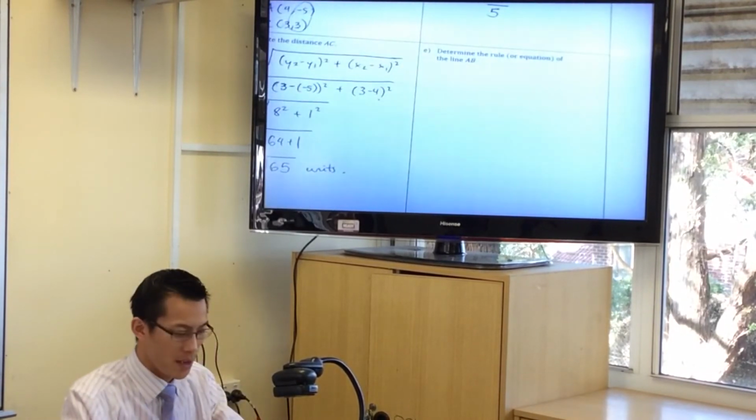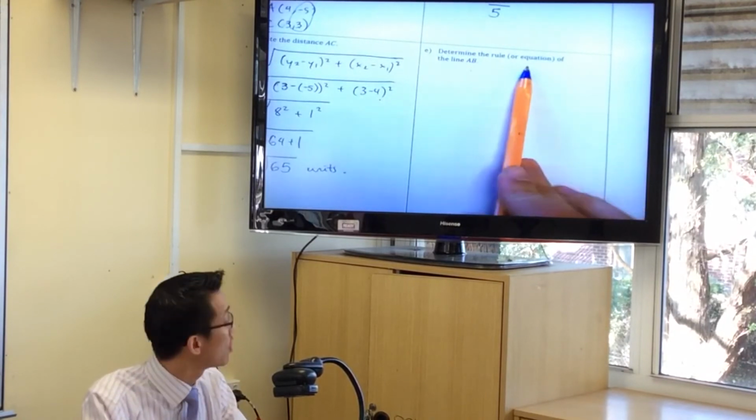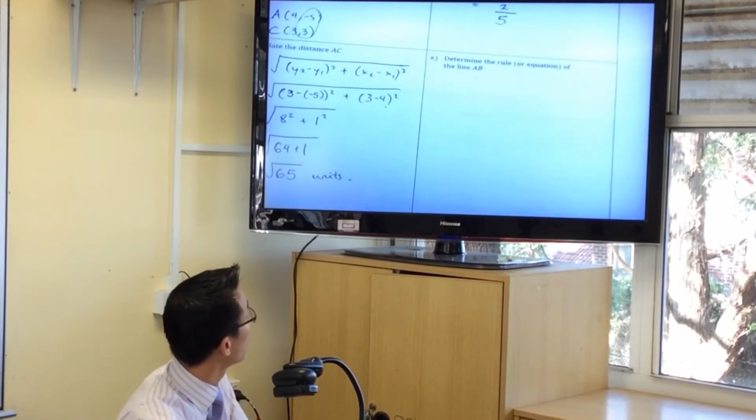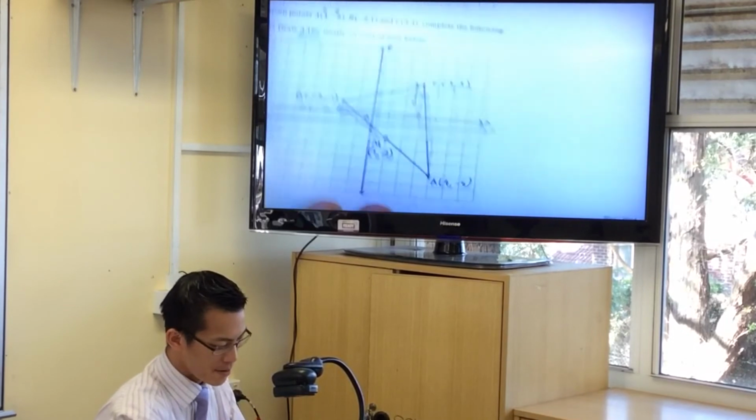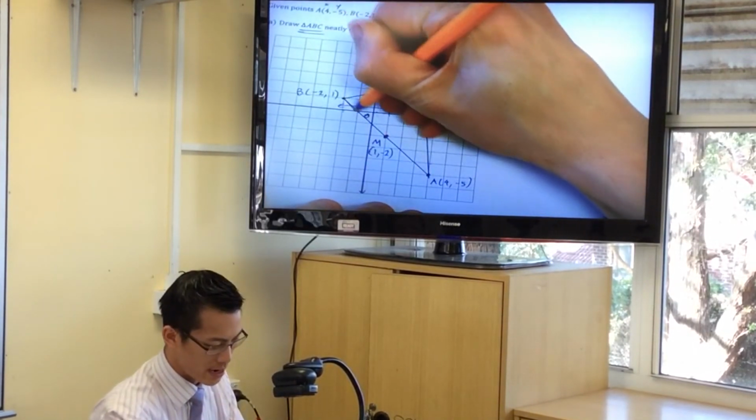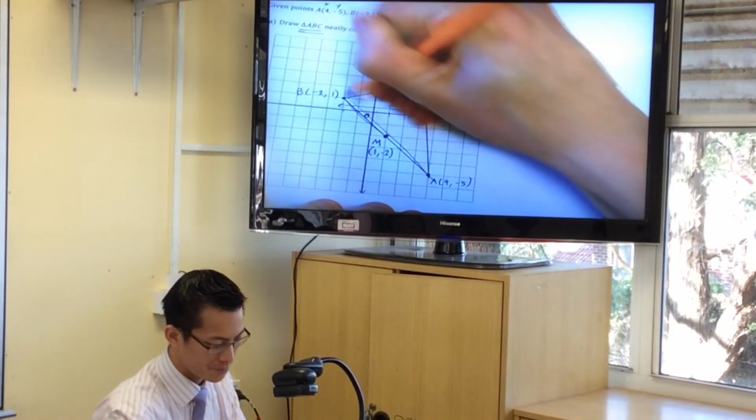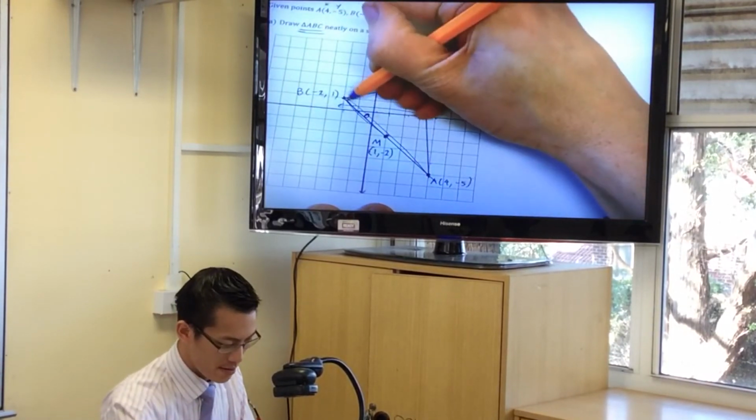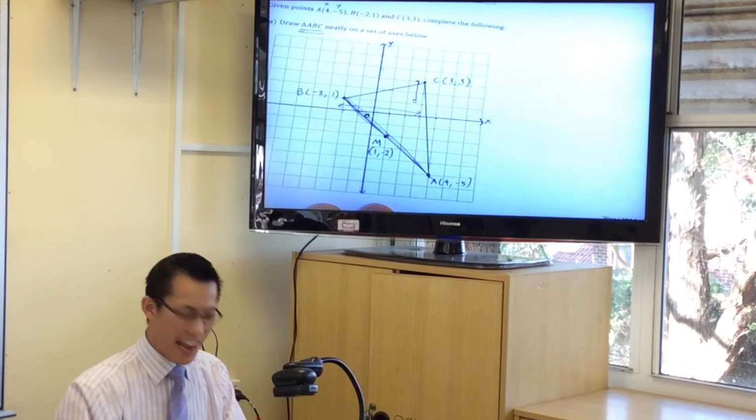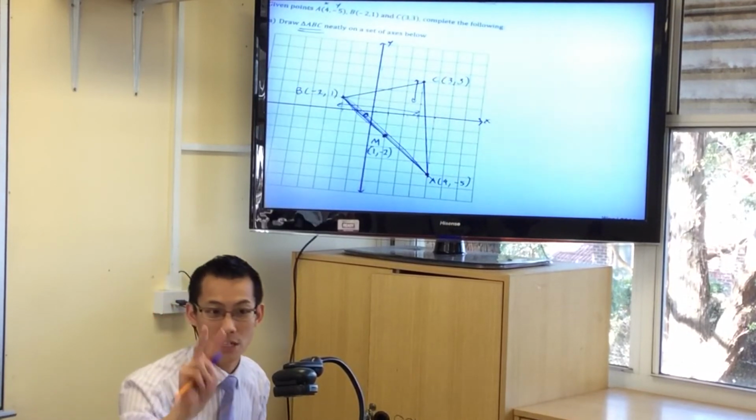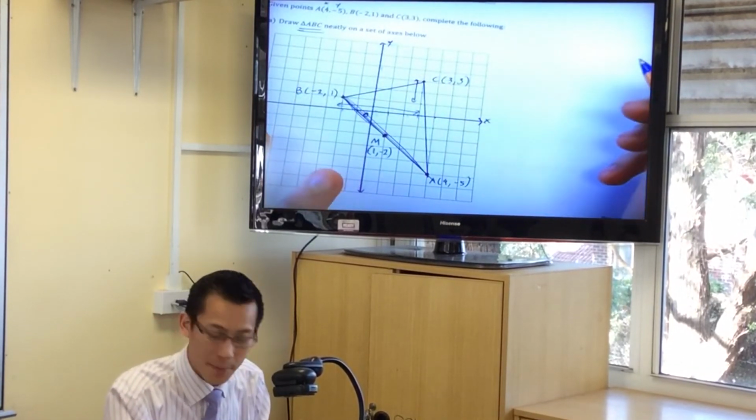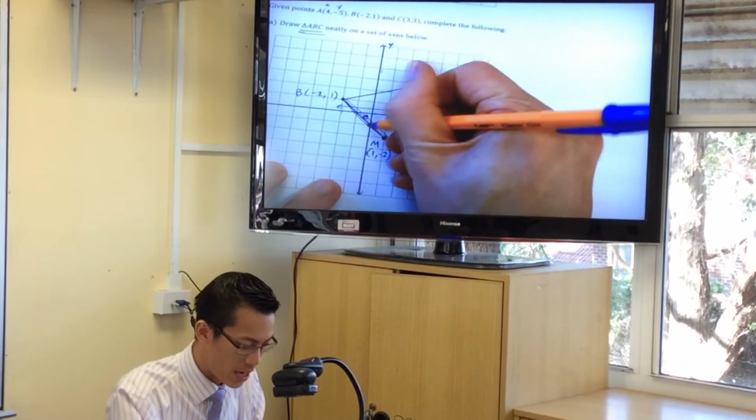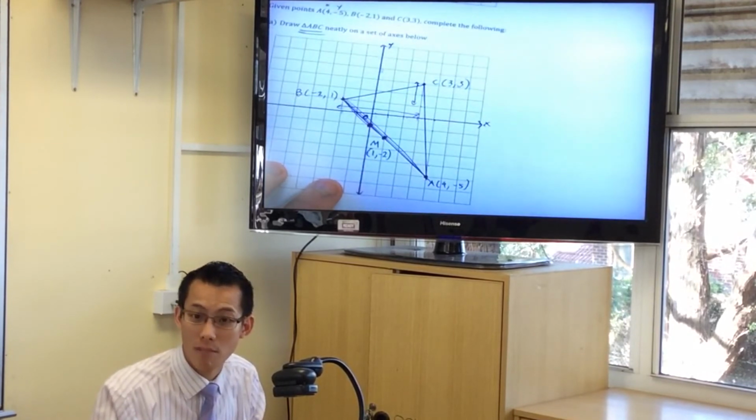Okay, last step. Determine the rule or equation of the line AB. Now let me just put it on the picture again. AB. That's this line here, right? This line here. Okay. So how are we going to do it? We need 2 pieces. I need a y-intercept. That's this one here, and I need a gradient. A y-intercept and a gradient.